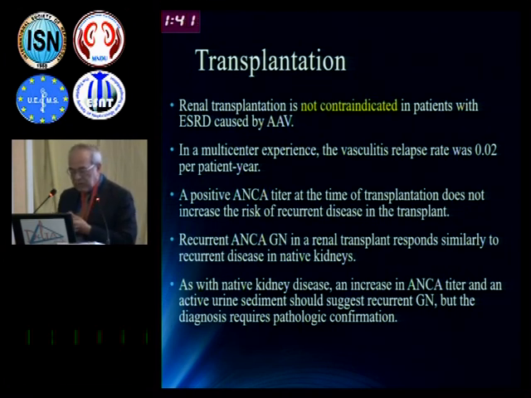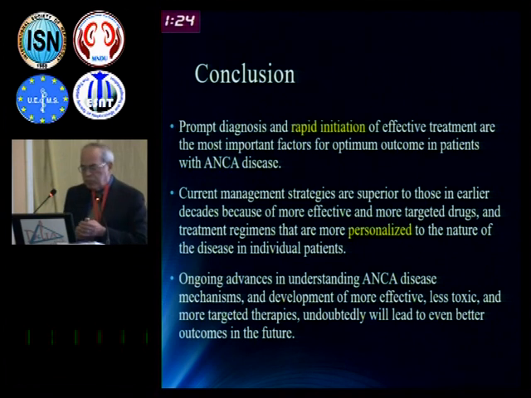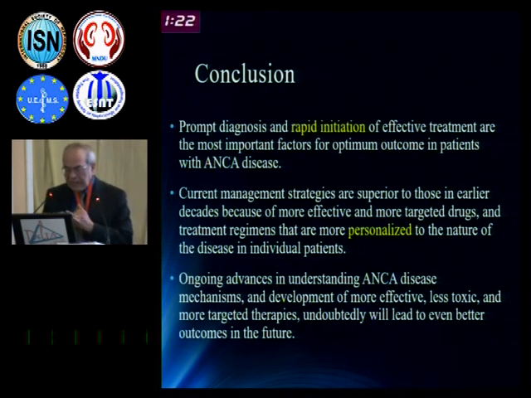As with native kidney disease, an increased ANCA titer and an active urine sediment should suggest recurrent glomerulonephritis, but the diagnosis requires, of course, a kidney biopsy to confirm it. So we may conclude that prompt diagnosis and the rapid initiation of effective treatment are the most important factors for optimum outcome in patients with ANCA-associated vasculitis.